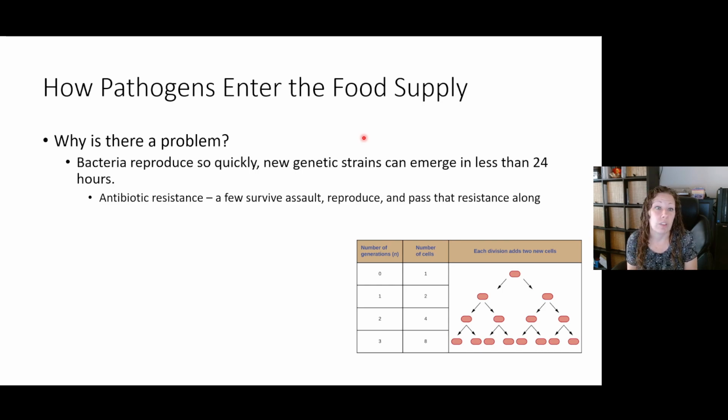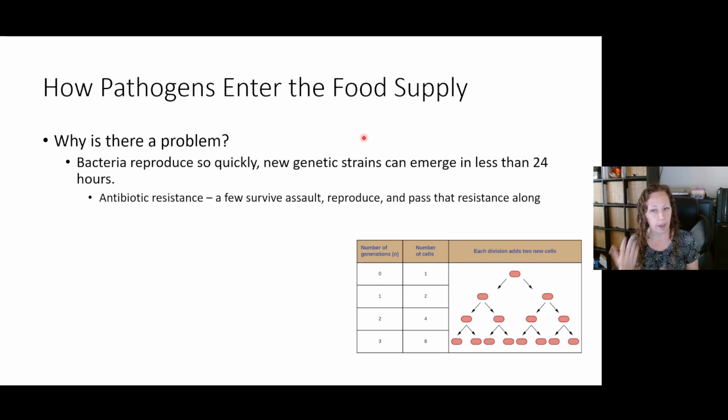you didn't kill all of them. A few of them survived. And those few that survived were the ones that were better at resisting the antibiotic. And they're going to reproduce and pass that resistance along. And so you end up with a new strain that is more resistant to that antibiotic that you applied.